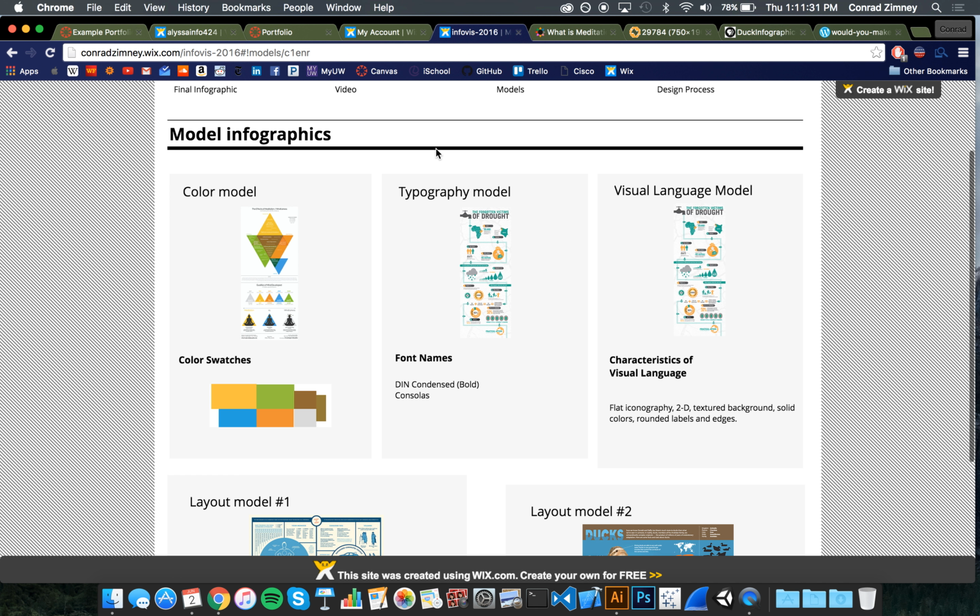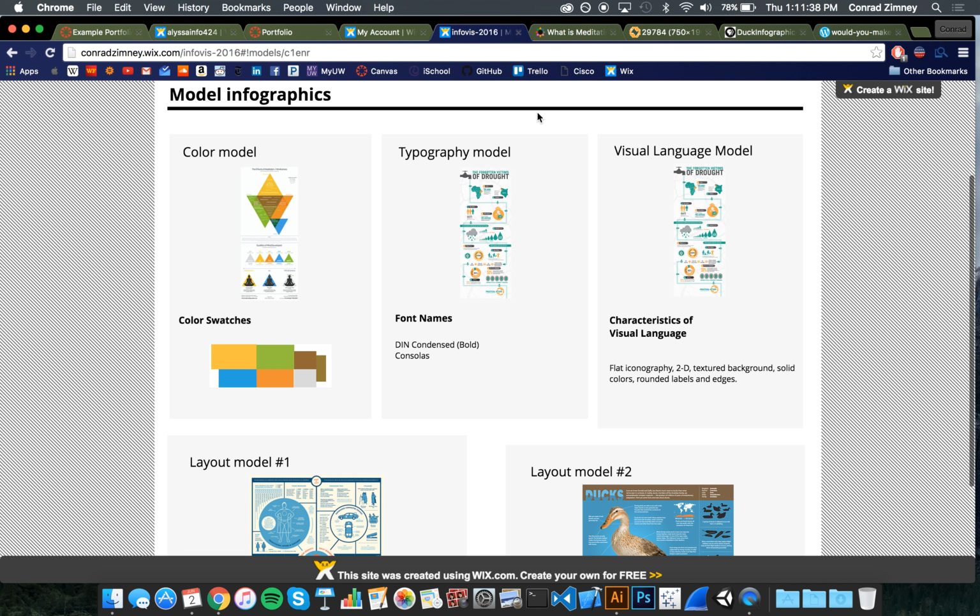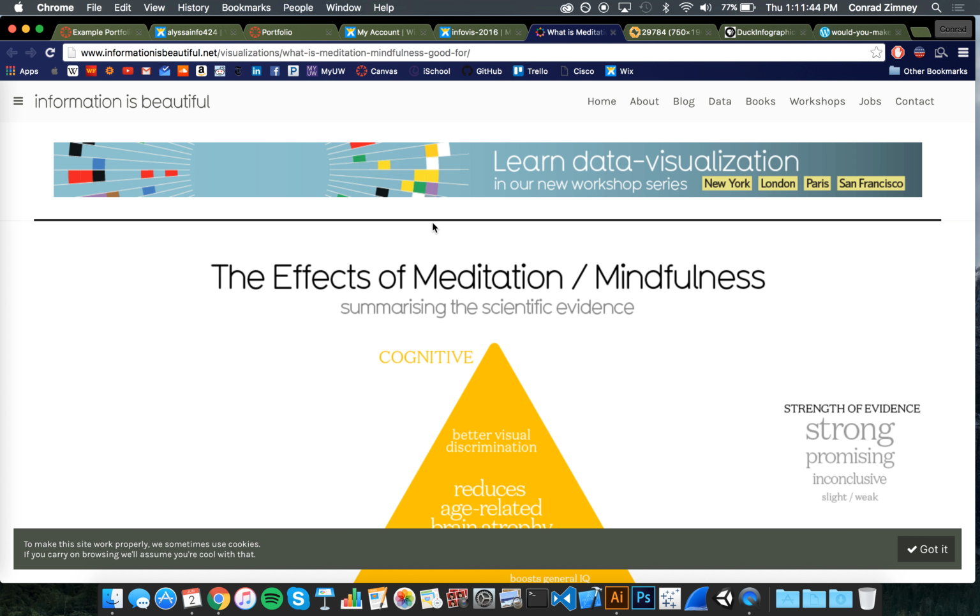All right, welcome to my Info 362 portfolio video explaining my final infographic. First, I wanted to go over the models that I've been using throughout the quarter that I've been emulating. So we'll start with my color model.